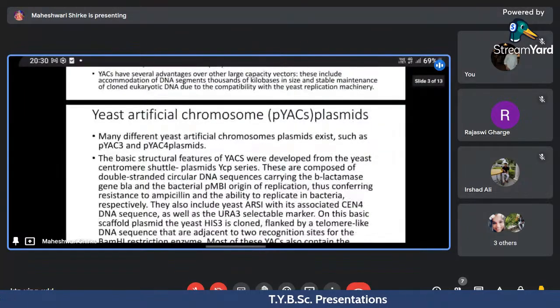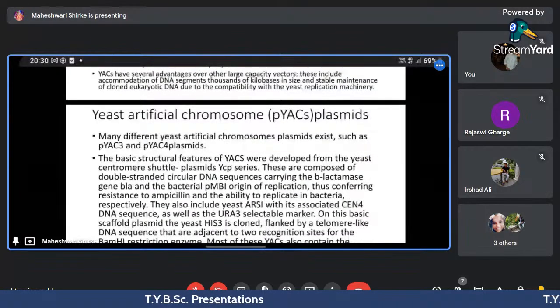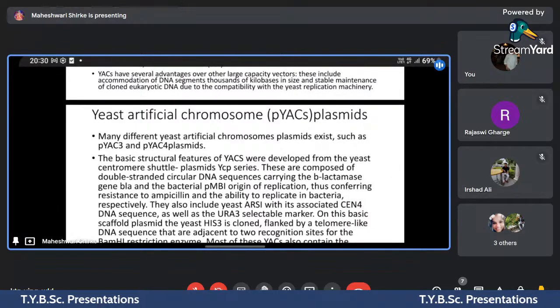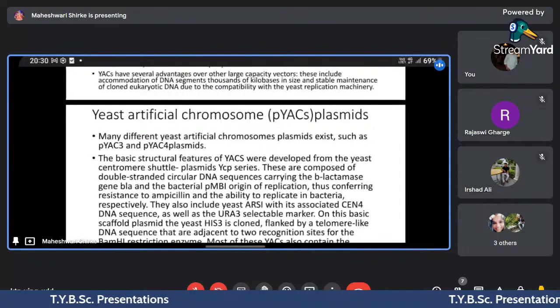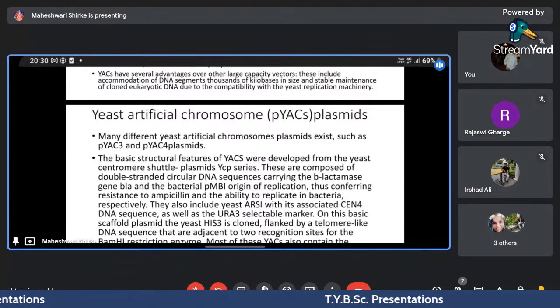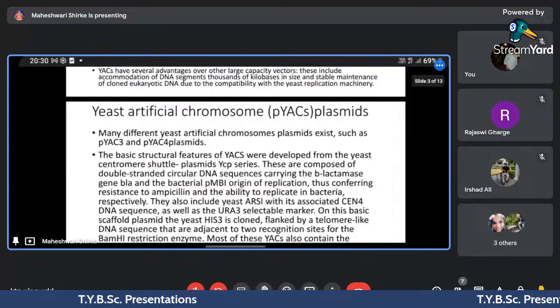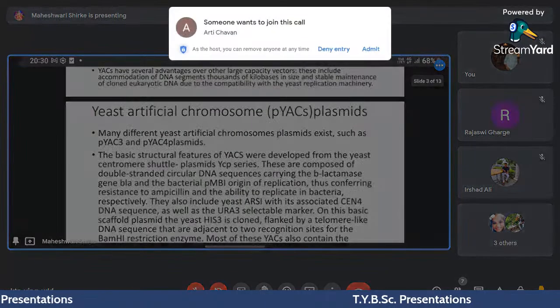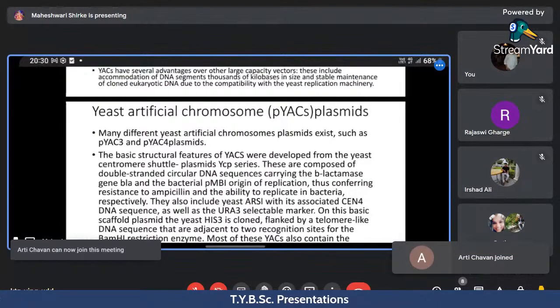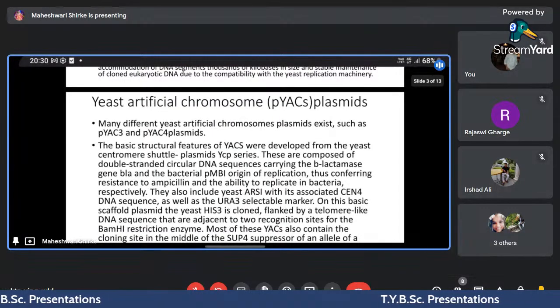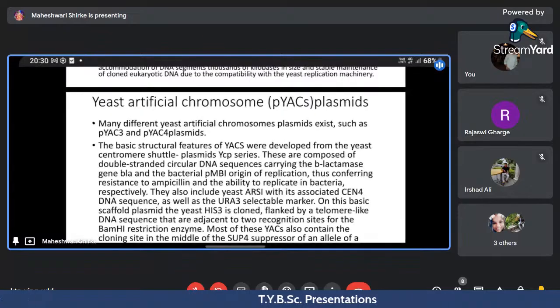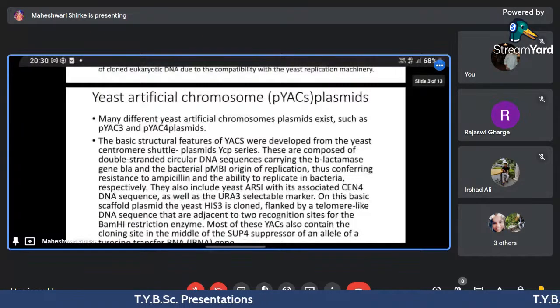Yeast artificial chromosomes have survival advantages over other large capacity vectors. These include accommodation of DNA segments thousands of kilobases in size, and stable maintenance of cloned eukaryotic DNA due to the compatibility with the yeast replication machinery.